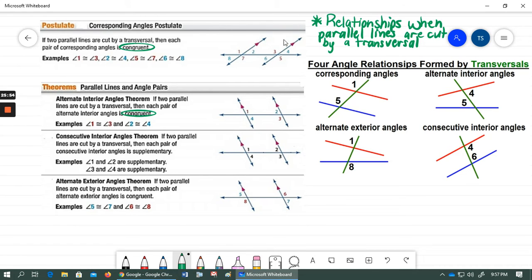So you'll know that if they're corresponding angles, they'll be congruent. If they're alternate interior angles, they'll be congruent. But again, only when you have parallel lines that are cut by a transversal.